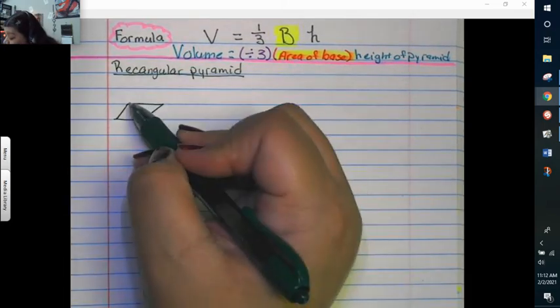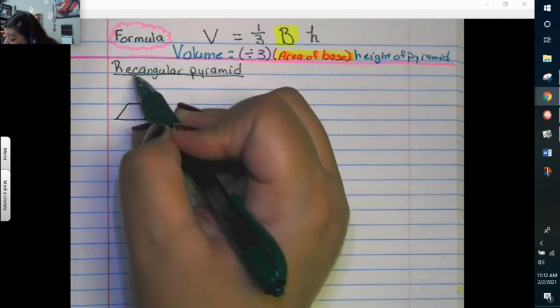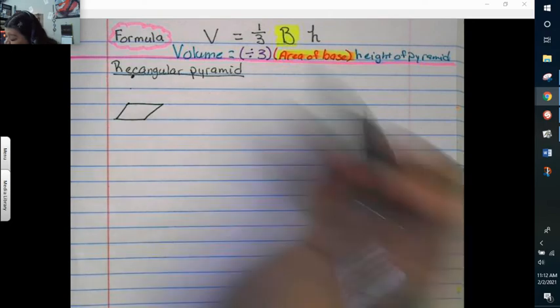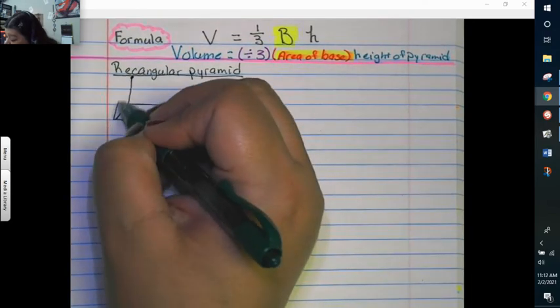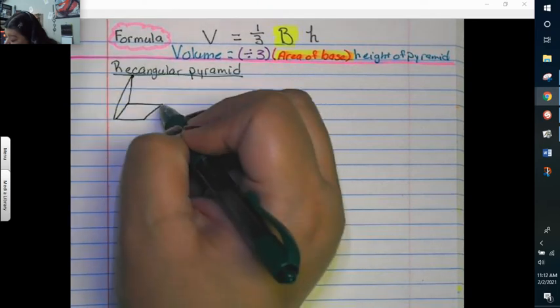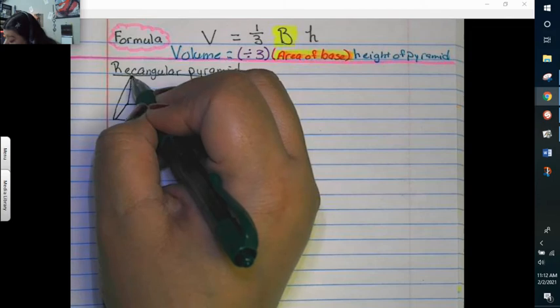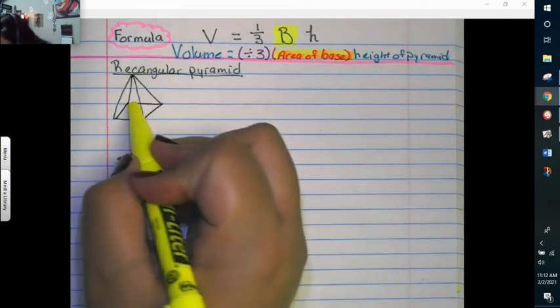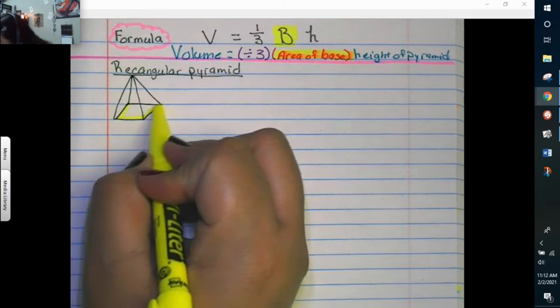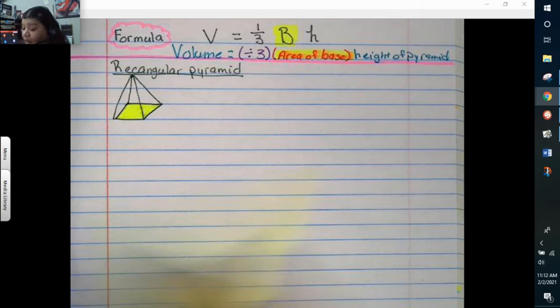Now we're going to go up 1, 2 from this line right here, this point. 1, 2, draw a dot. And we're going to connect every endpoint as straight as we can to that dot. And that is a square pyramid, or a rectangular pyramid. And the reason it's called that is because of the base. The base is a square or a rectangle, okay?